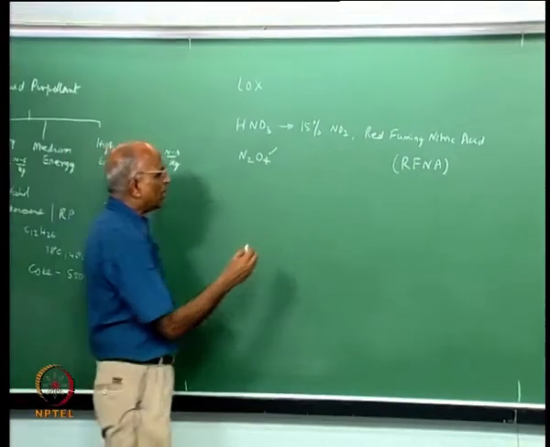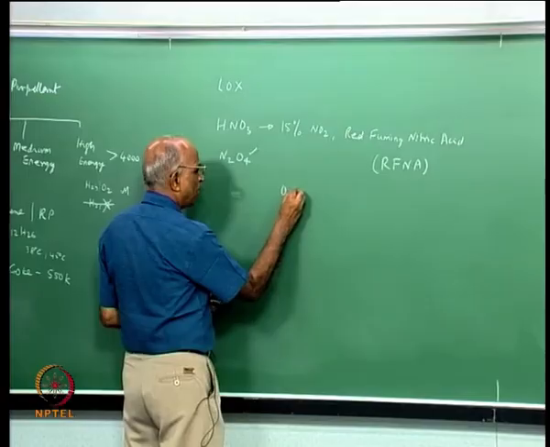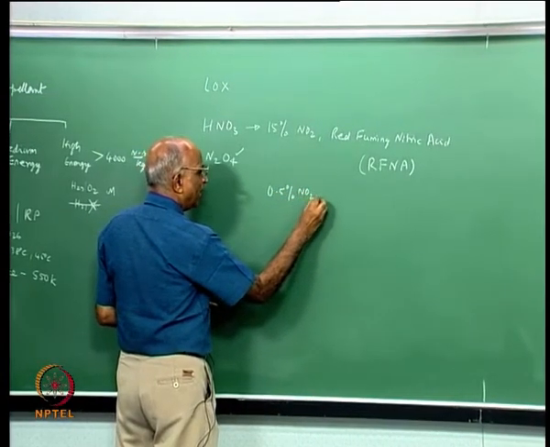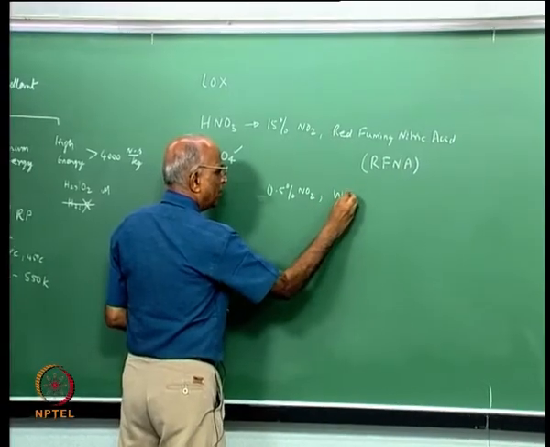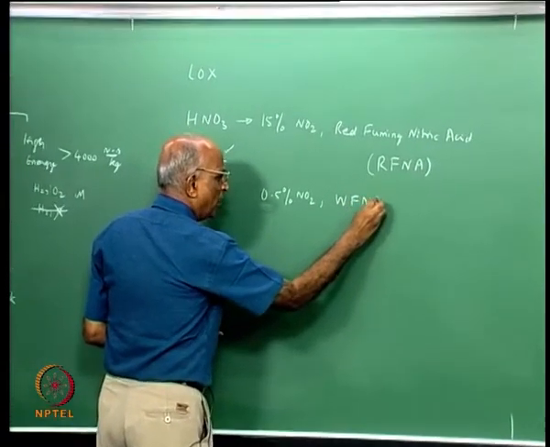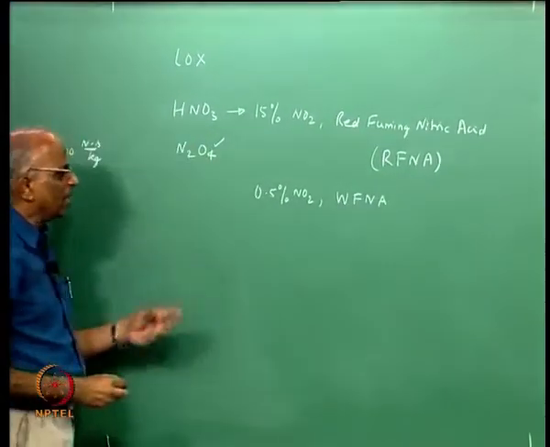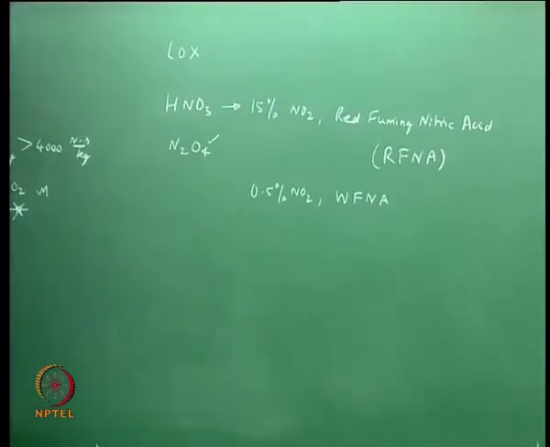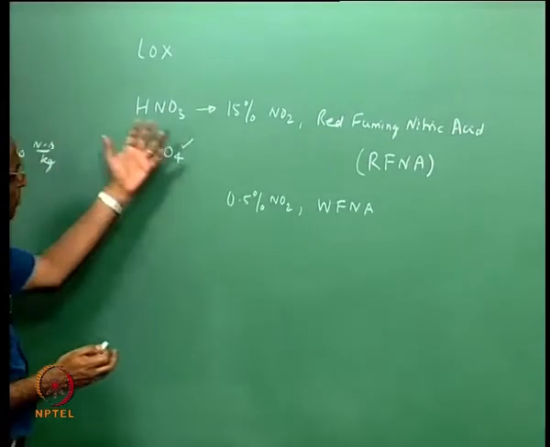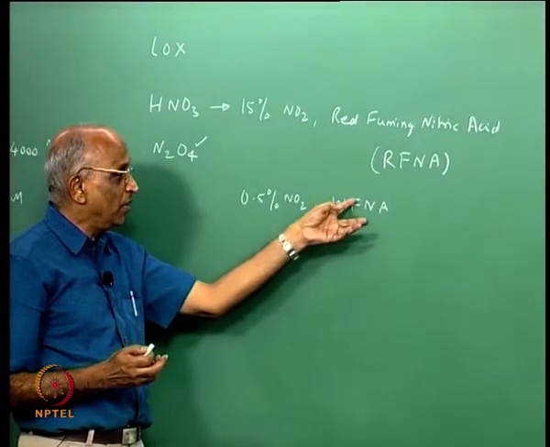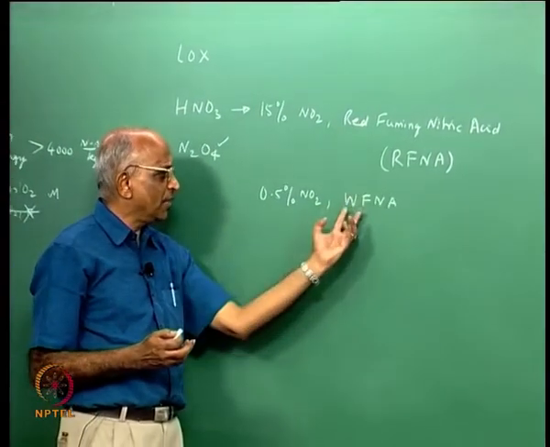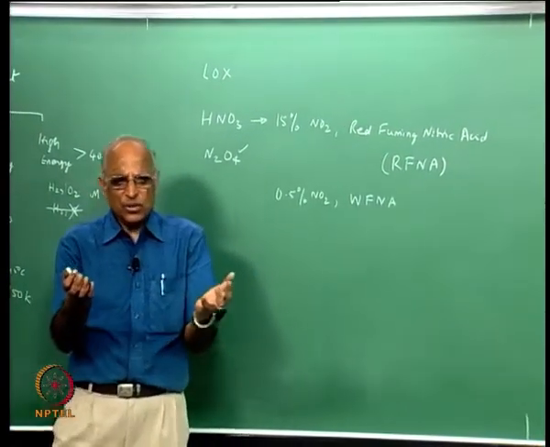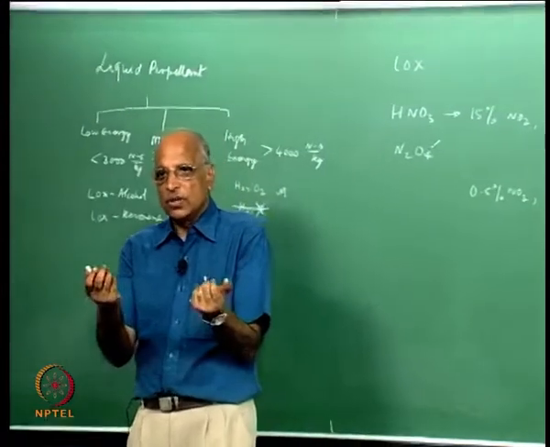If you add a smaller content, let us say 0.5% NO2, it still fumes but not in red color, and it is known as white fuming nitric acid. Both acids are used in practice as oxidizers. But nitric acid, both RFNA and WFNA, red fuming nitric acid and white fuming nitric acid, are extremely corrosive, and any vessel you keep it in tends to corrode.